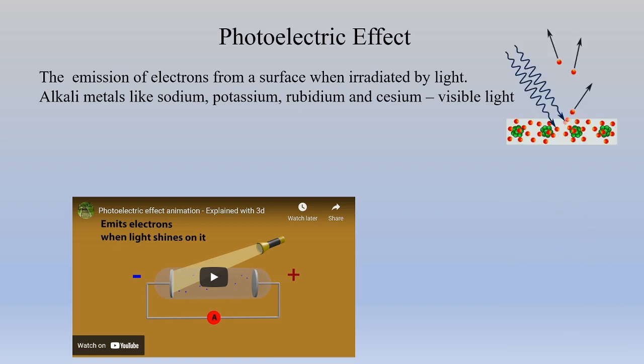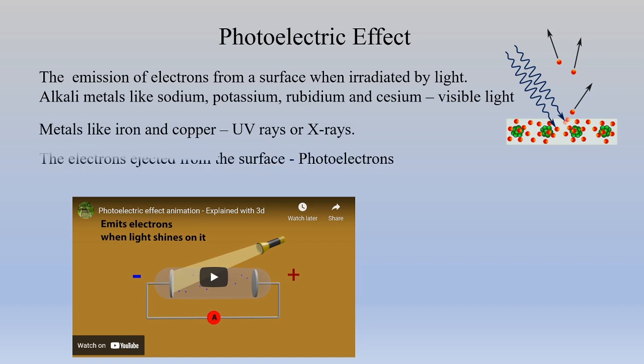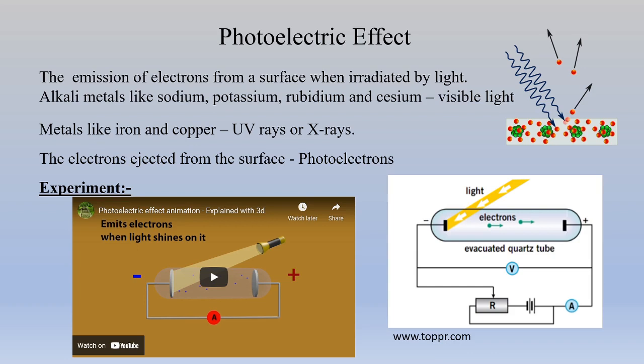Now let us see. This is a picture showing the photoelectric effect. Here the light is incident on the metal surface. So here the electrons are ejected from the surface, and these electrons are called photoelectrons. Now let's have an experiment showing the different factors affecting the photoelectric effect.